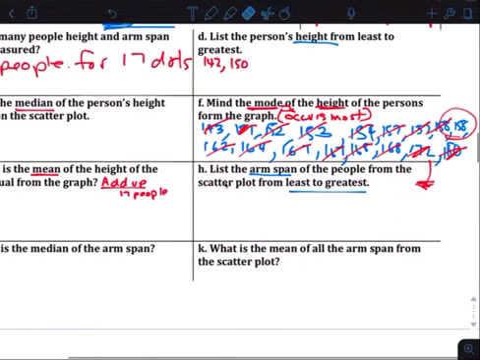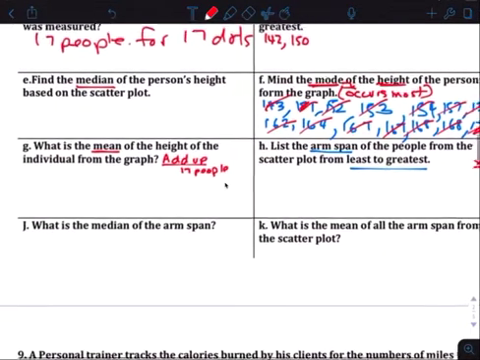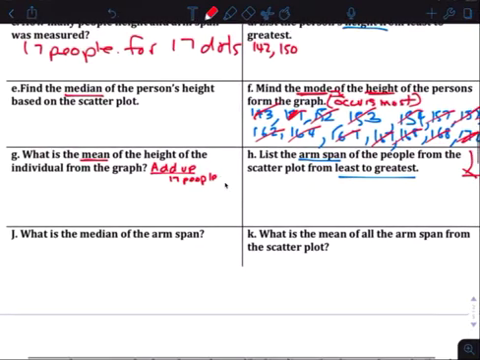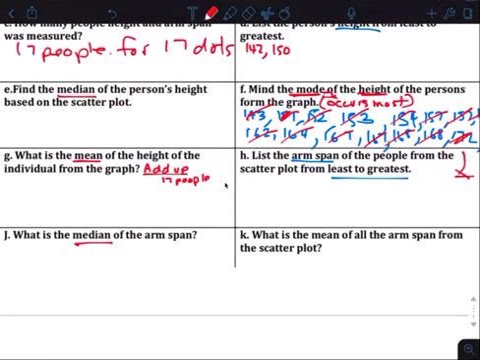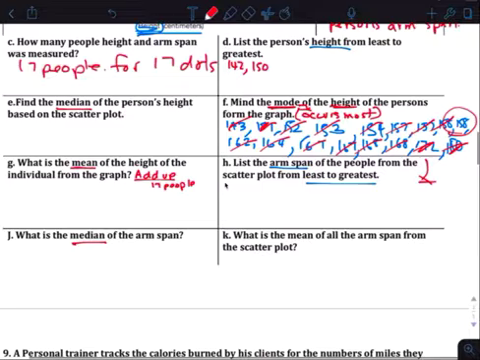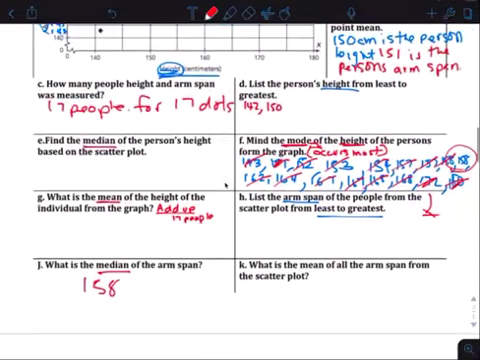Least to greatest is here. And then mode is the one that occurs the most. The median arm span is what I'm answering here, 158 centimeters.